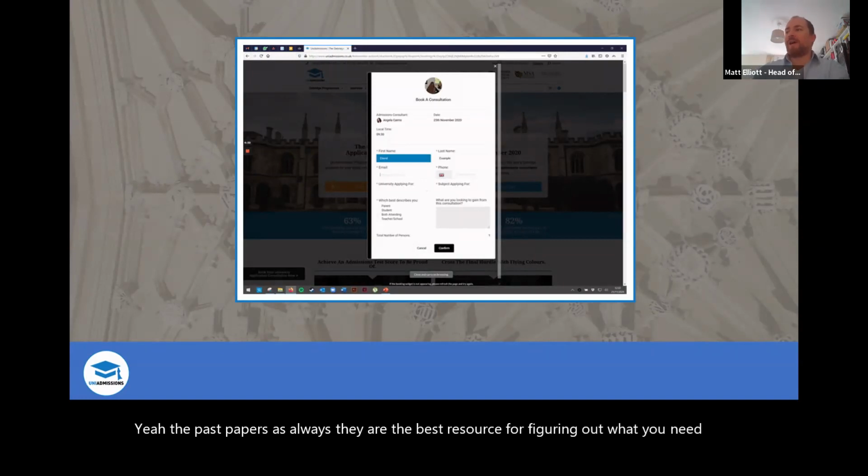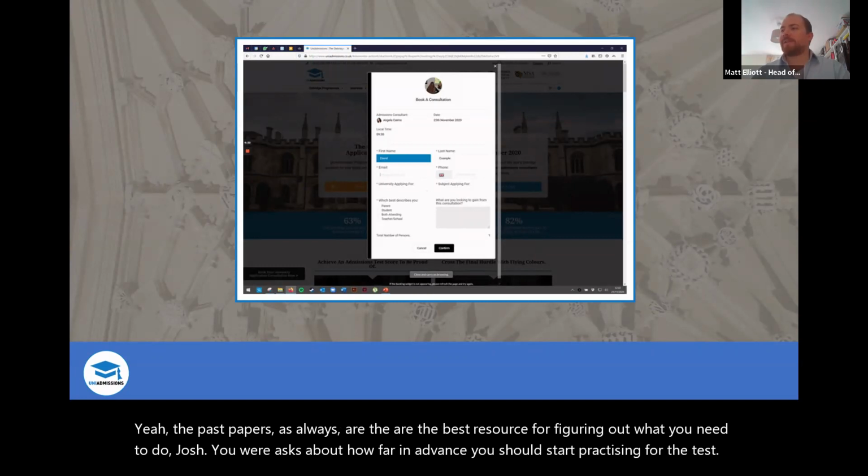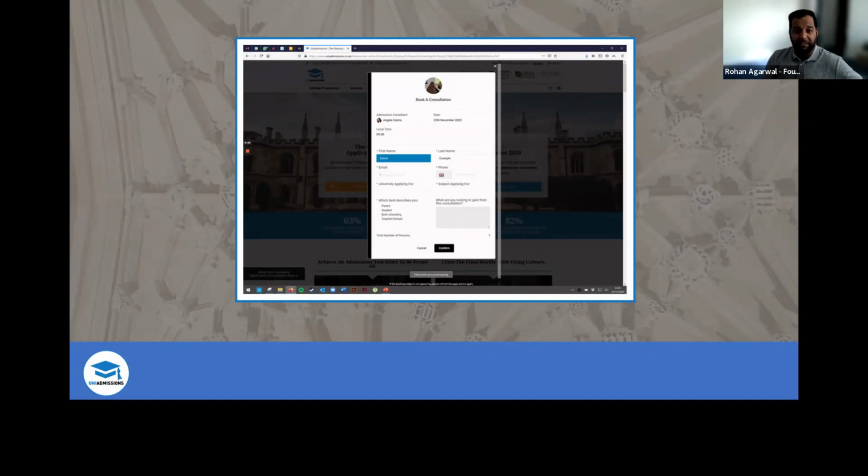Joshua asks about how far in advance you should start practicing for the test. Well, we've kind of covered this. The 3 months and the 6 months is broadly, again, depends on the test, but if it's skills based, several months, ideally 12. If it's knowledge based, then you can get away with far less, a few months.